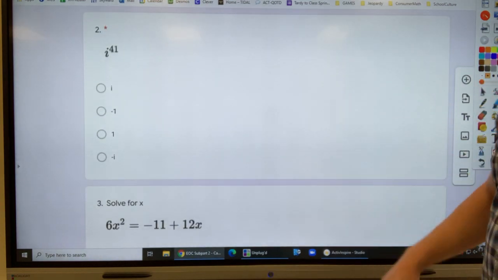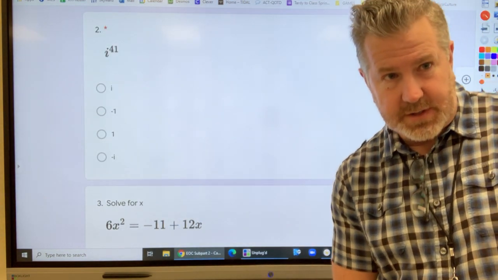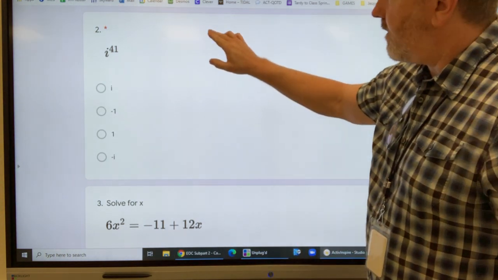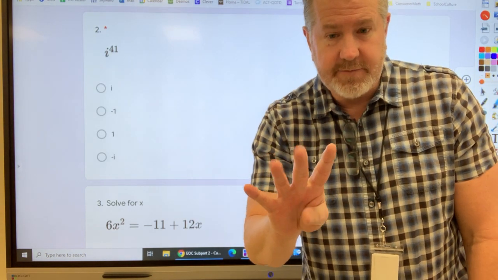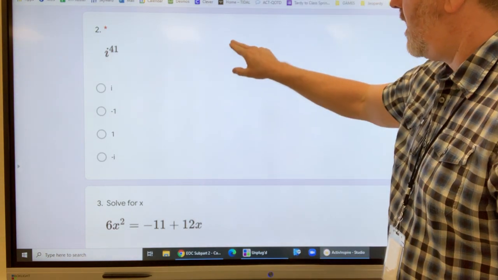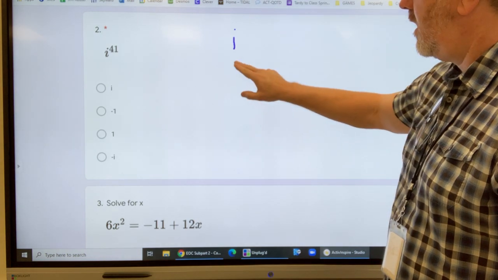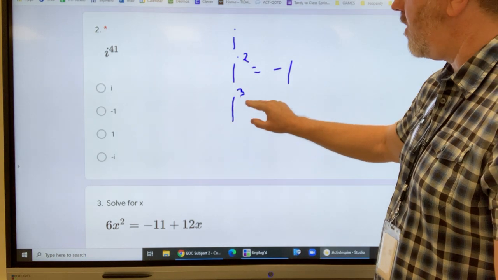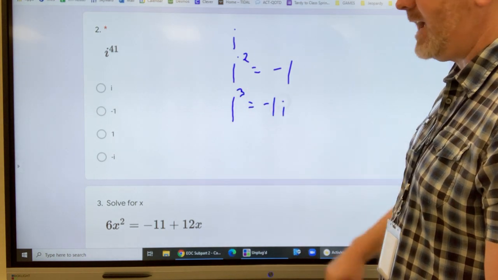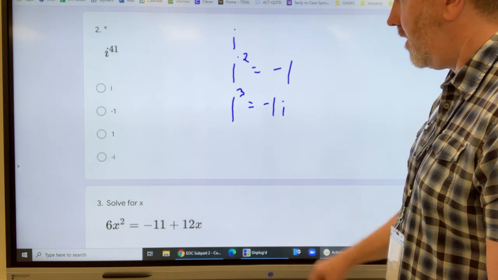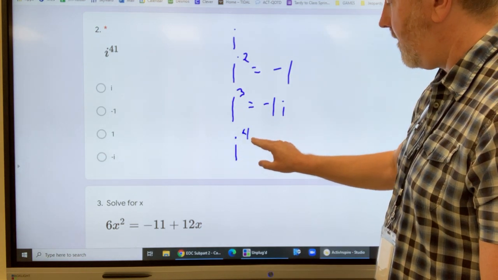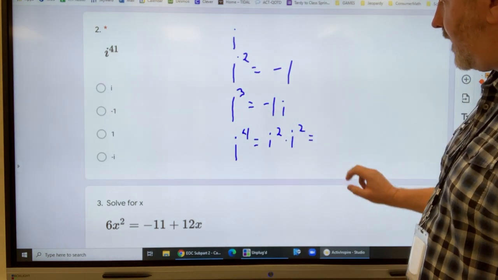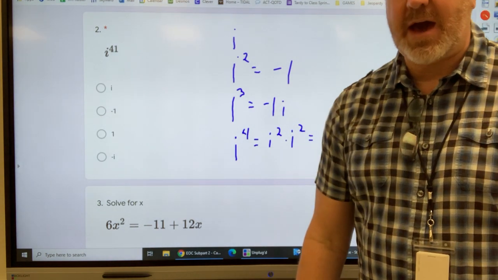All right, you may remember this from our work with complex numbers, square root of -1, i, all that kind of stuff. So, there are only 4 possibilities for i to an exponent. i by itself, i squared, which is -1, i to the third, which is -1 times i, because it's just those two multiplied together, and i to the fourth, which is i squared times i squared, which means -1 times -1, which is 1.